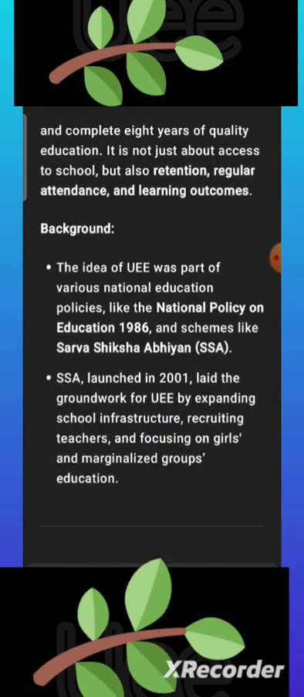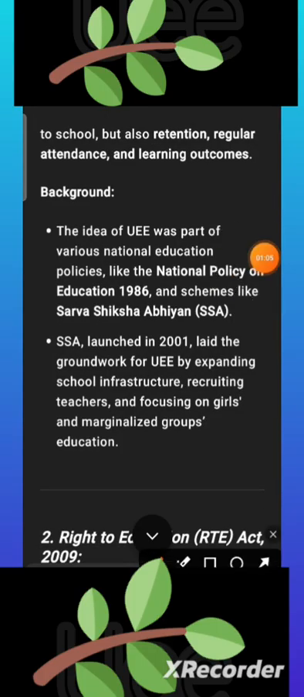Historical background. The Indian Constitution, through Directive Principles, Article 45, originally aimed to provide free and compulsory education up to age 14. In 1976, education became a concurrent subject, a responsibility shared by both the centre and states. Major programs supporting UEE include Operation Blackboard 1987, District Primary Education Program DPEP 1994, Sarva Shiksha Abhiyan SSA 2001.